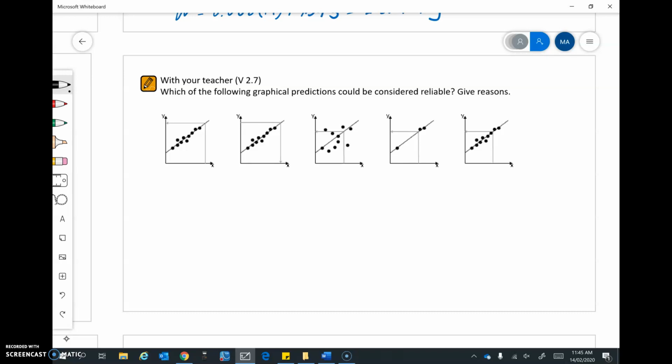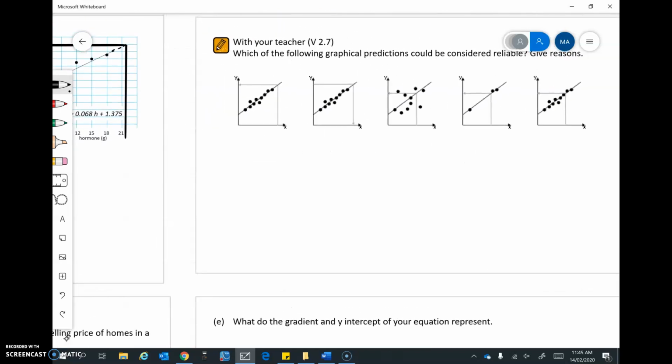One thing we need for reliability is for the prediction to be an interpolation. That means that the prediction is within the bounds of the data that's been collected. You might want to pause the video at this stage and do a little summary of these ones and see if you can determine which ones are interpolations and which ones are extrapolations, meaning they're outside the bounds of the data. Then I'll talk about it.